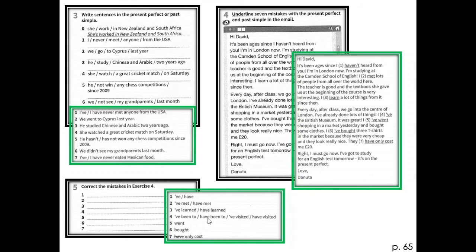Number 5, okay, because of the word yesterday, this is a completed action. It happened already and it's done. So you need to use simple past tense. I went shopping in a market yesterday. Number 6, I bought 3 t-shirts. Number 7, they only cost me 20 pounds. Alright, so all this here. Okay, you might need to pause to write down your answers or make corrections.